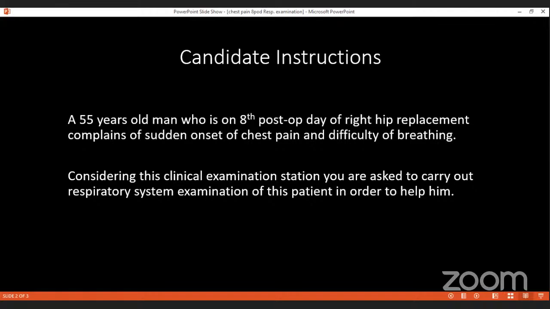It's a chest examination, a respiratory system examination, but it's a post-op patient, so you have to think. The patient is having chest pain, sudden onset of chest pain. So what might that be? The aim is to practice and learn, so one does not have to be perfect.